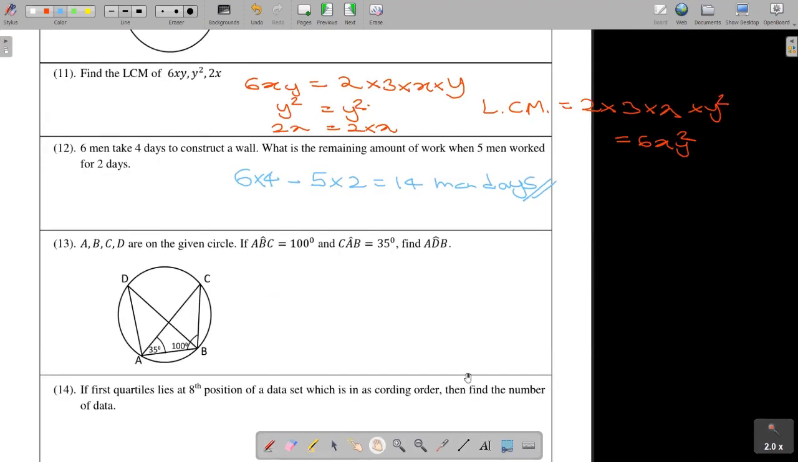A, B, C, D are on the given circle. If ABC is 100, CAB is 35, find ADB. ADB is equal to what? ACB: 100 means this should be 80. Then 35 means this should be 45. This is also 45. Why? ADB equals ACB, 45, angles in the same segment.